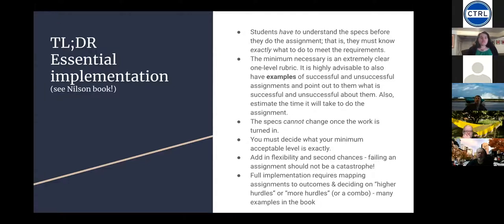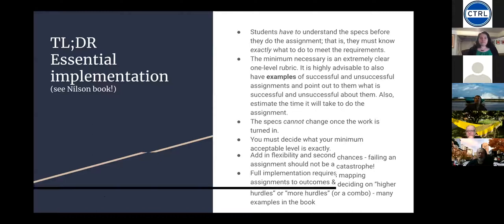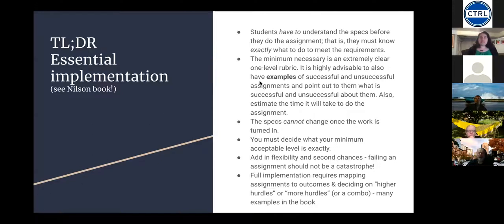So the really short version of the ideas from the book is that what you have to do to implement this idea is that students have to understand the specs before they do the assignment. Exactly what do they need to do to meet the requirements? That basically means a type of rubric, but also examples, right? Especially for the more important or more involved assignments, it's really useful to have examples of successful and also unsuccessful assignments, and to point out to them what's successful and unsuccessful about them.